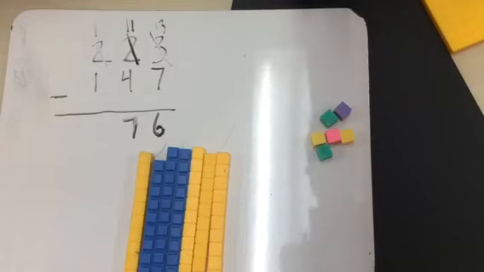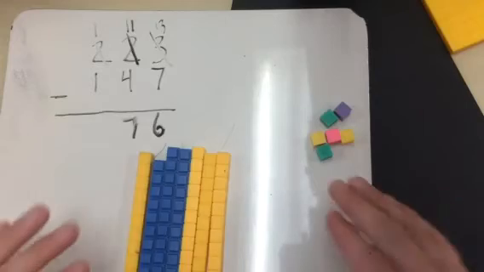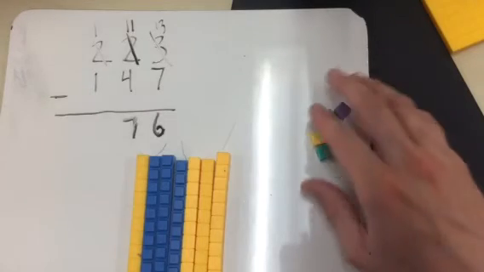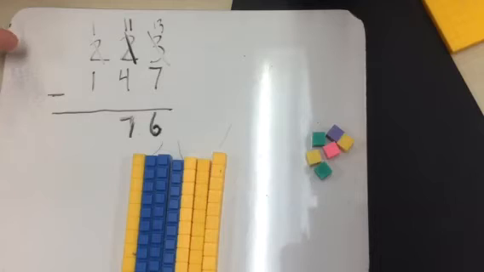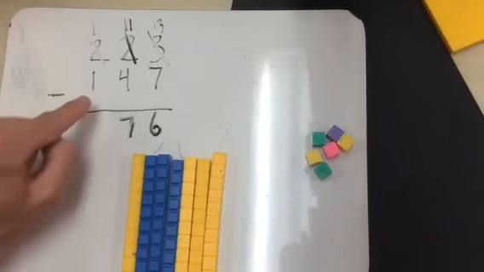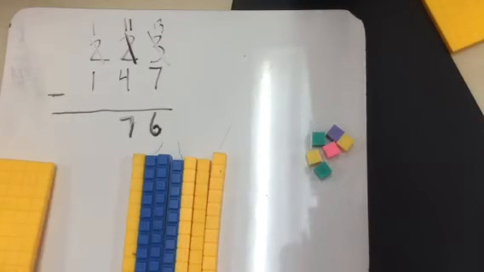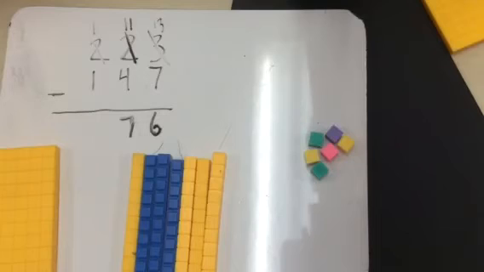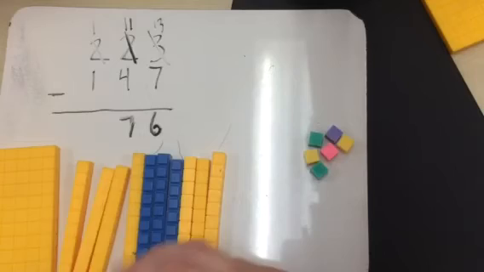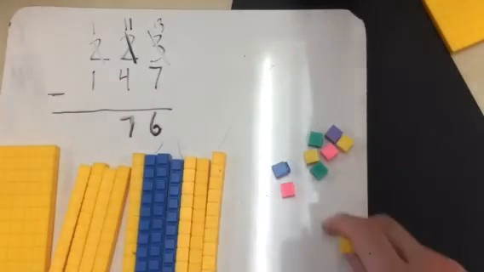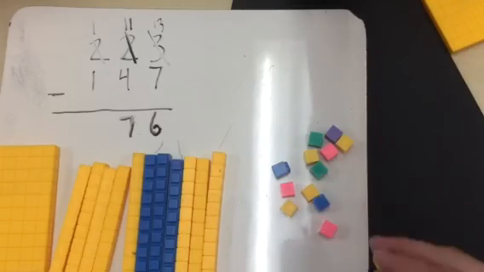Now, we want to make sure that this is correct. Okay, so we're going to put the blocks that we took away back in, and then we're going to see if that equals 223. If we put 147 back, we should get 223. So let's see. We're going to put 100. We're going to put 4 tens back in. 2, 3, 4. And we're going to put 7 individual units back in. 1, 2, 3, 4, 5, 6, 7.